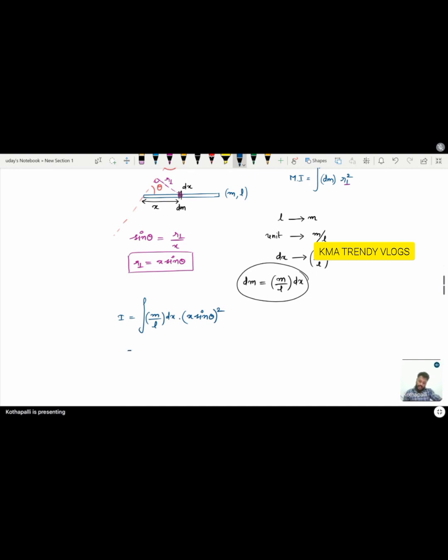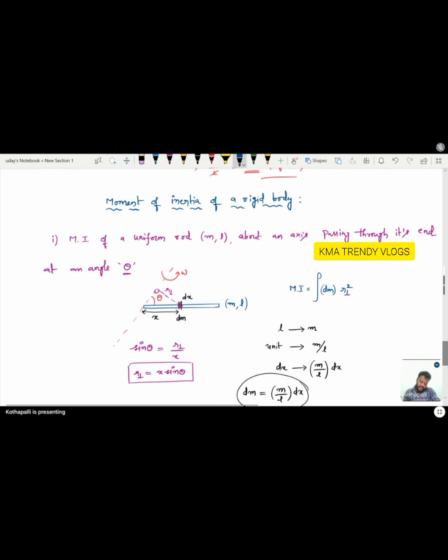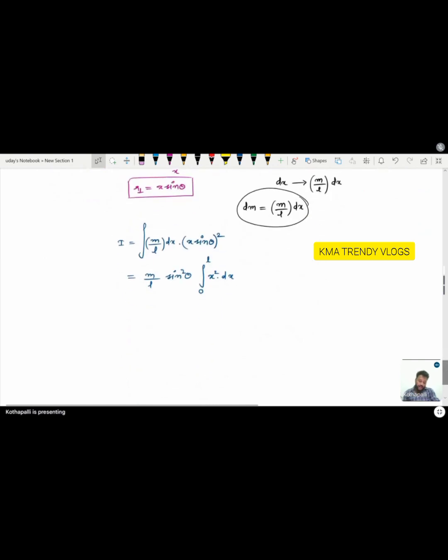Now m by L is constant, and sine squared theta is also constant, because theta is constant. So we need the integral of x squared dx. From where to where? From the starting limit 0 to the ending limit L. Look at the diagram: the starting value of x is this 0, and the ending value of the same x is this, L.